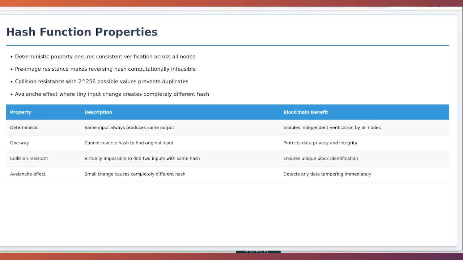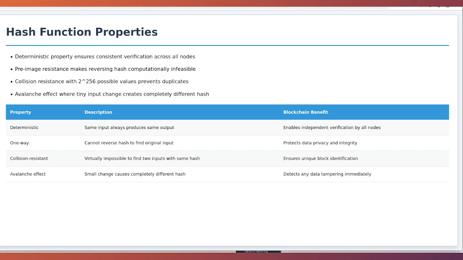Let's dive deeper into the specific properties that make hash functions so crucial for blockchain security. The deterministic property means if you hash the phrase "hello world" with SHA-256, you always get the same 64-character hexadecimal string, no matter when or where you compute it. This predictability is essential for verification. Anyone can independently verify that a piece of data produces a specific hash.